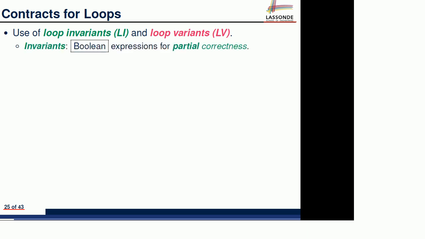Loop invariant is a Boolean expression. And loop invariant has nothing to do with termination. We only use it for partial correctness. As far as this course is concerned, we consider the loop invariant usually just a special case of the postcondition. For example, let's say this.